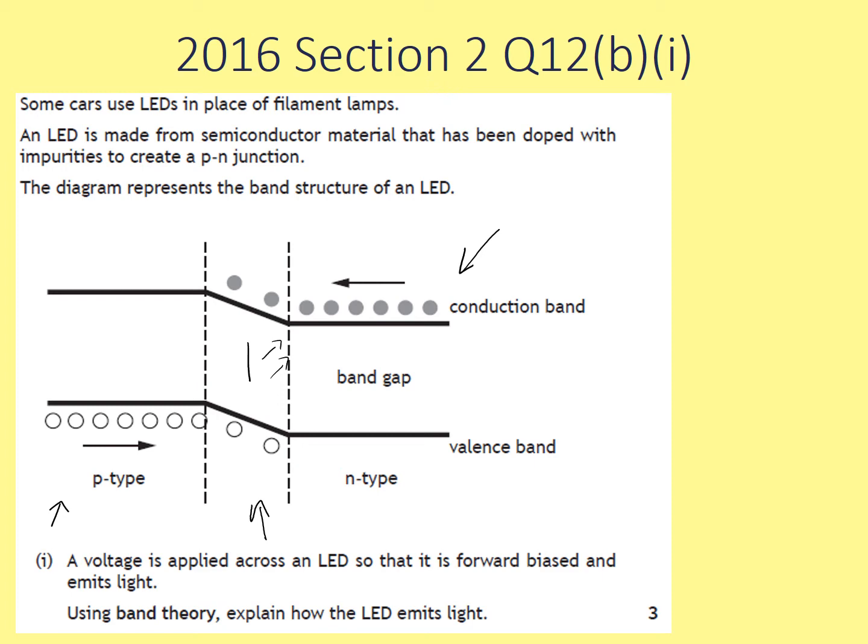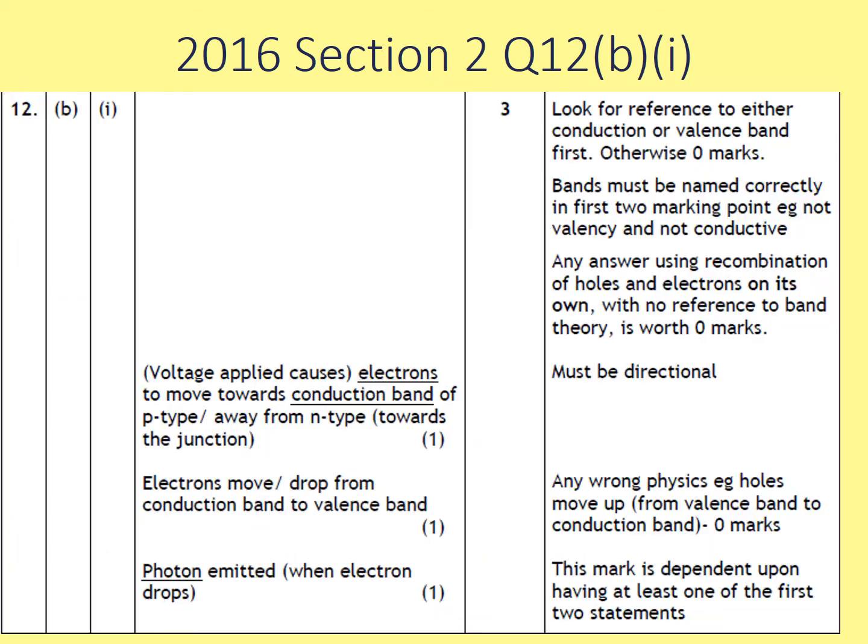Question part 1 says a voltage is applied across an LED so that it's forward biased and emits light. Use band theory, explain how the LED emits light. So we can see here from the marking solutions, a voltage is applied. That's in brackets, which means it's not essential.